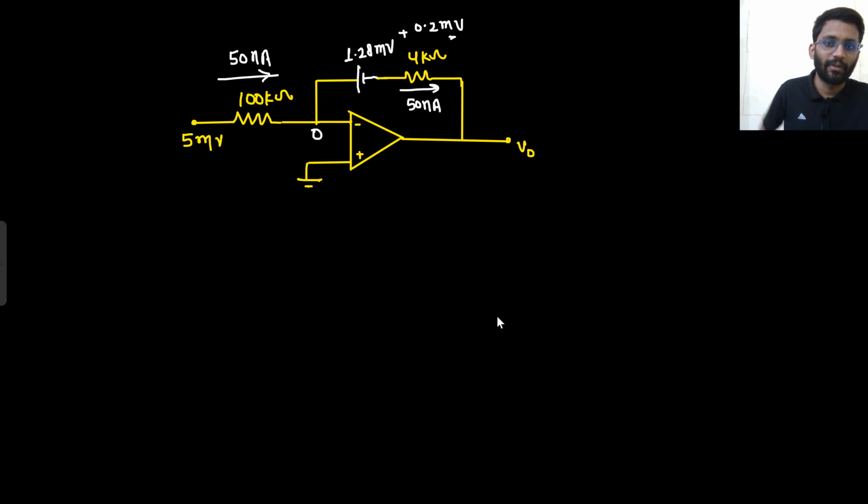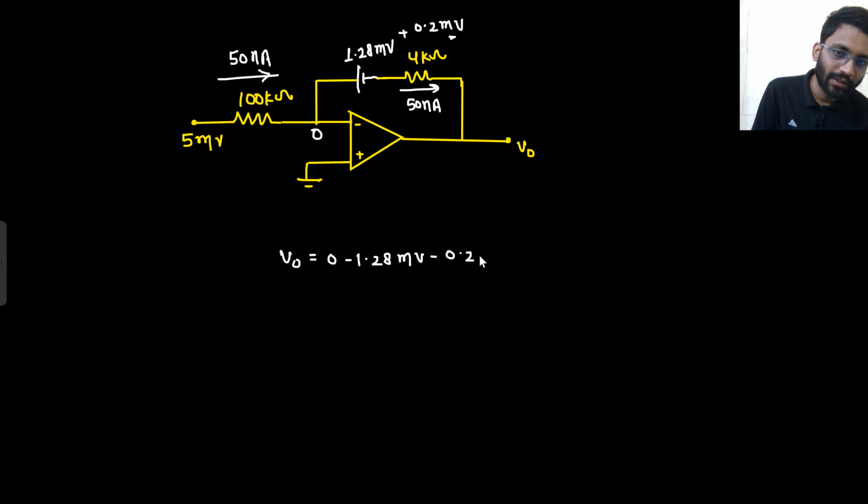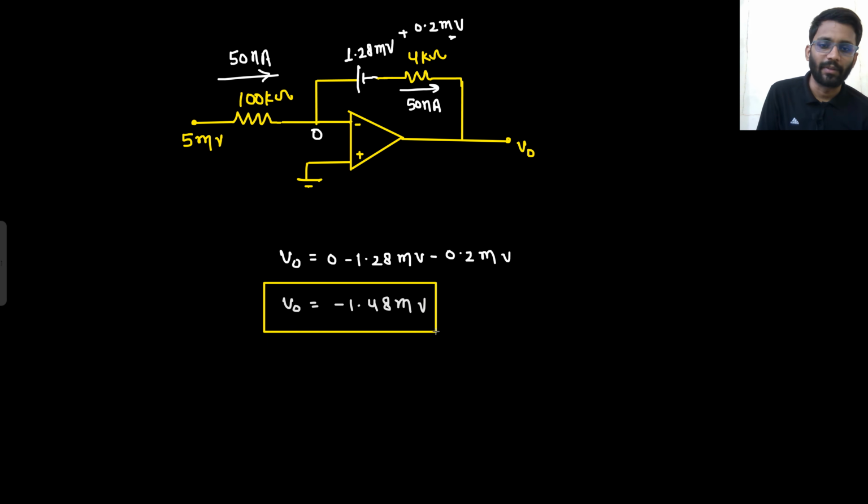So it is plus 1.28 millivolt, and the current that is flowing in the 4 kilo ohm is in this particular direction, that is 50 nanoampere, because the same current will flow in the 4 kilo ohm. So that would give me a drop of 0.2 millivolt. So what will be your output voltage now? Your output voltage would be 0 minus 1.28 millivolt minus 0.2 millivolt. So V naught you are getting is minus 1.48 millivolts, nearly minus 1.5 millivolt. So this is what you are getting.